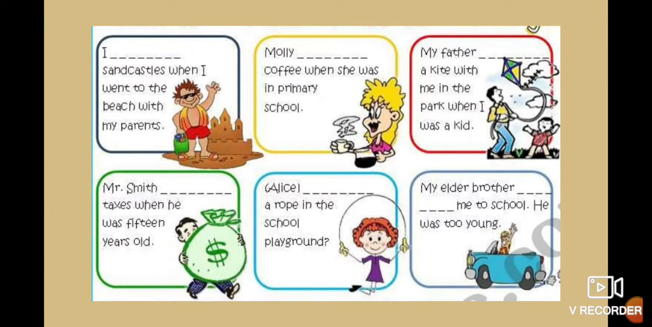Okay, so now we check these examples. I used to build sandcastles when I went to the beach with my parents. Okay, solía construir. Yes, it's an action in past. Molly didn't used to drink coffee when she was in primary school. In this case, we use a negative statement, and for that reason, we use the auxiliary didn't, and the verb is in the main form, used to. Next one, my father used to fly a kite with me in the park when I was a kid. Okay, this one is an affirmative statement.